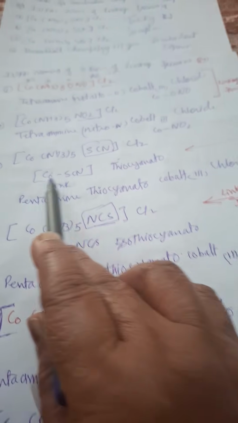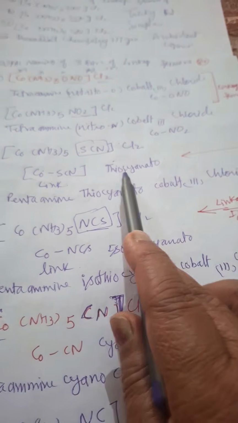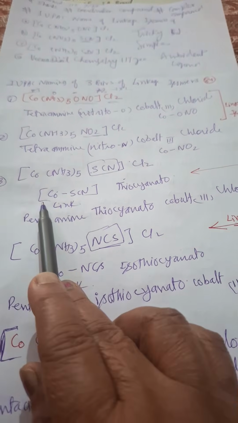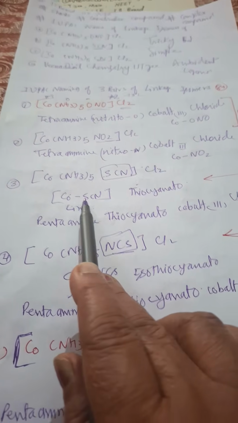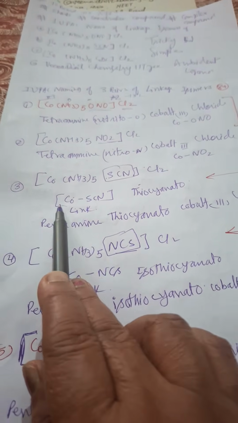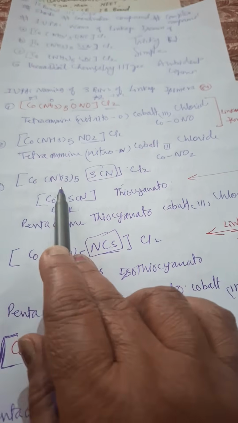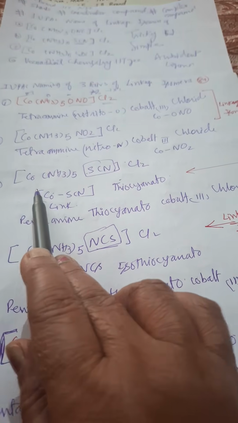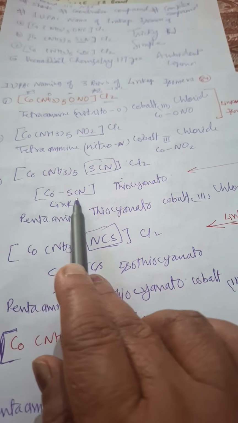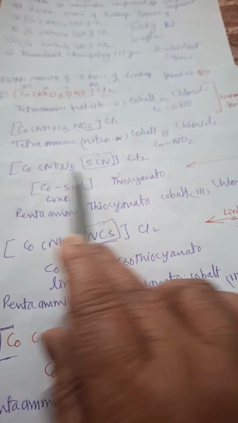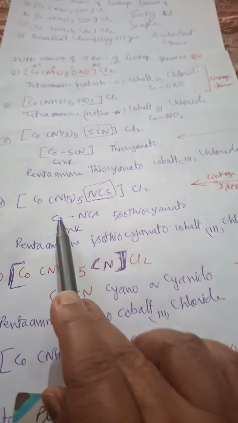Here this is SCN. When cobalt is linked with S of SCN, we will call it thiocyanate. Sulfur is the donor atom, donating a lone pair of electrons to cobalt in the ligand. So this is pentaammine, and cobalt we will write last. Pentaammine thiocyanato cobalt(III) chloride, and now we will go for this.